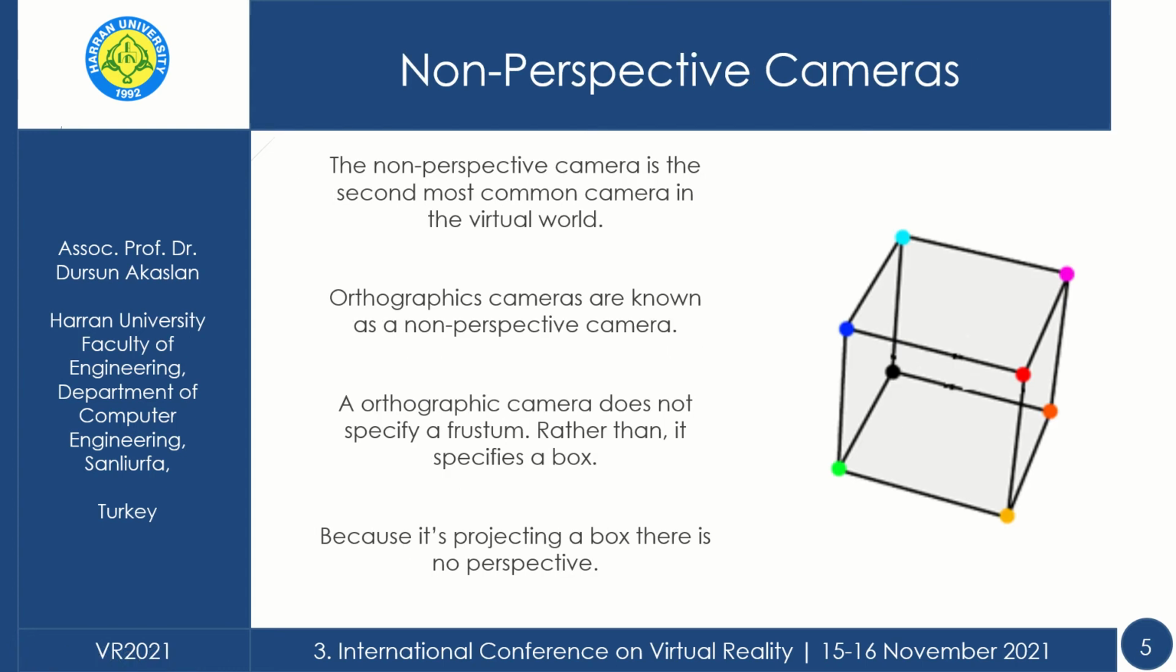The second most important camera is the orthographic camera. It is a non-perspective camera because it has no perspective. It is called an orthographic camera because it has no perspective like a frustum. It specifies a box actually rather than a frustum, but we can call it a frustum as well. It is projecting a box because there is no perspective.